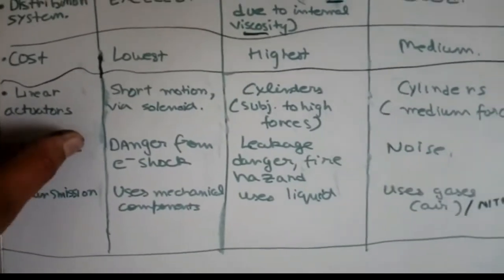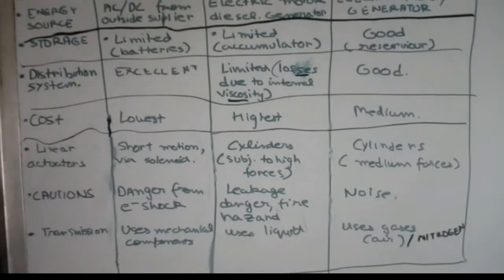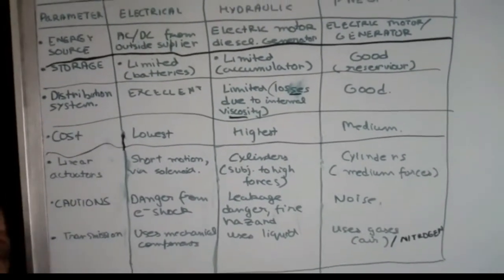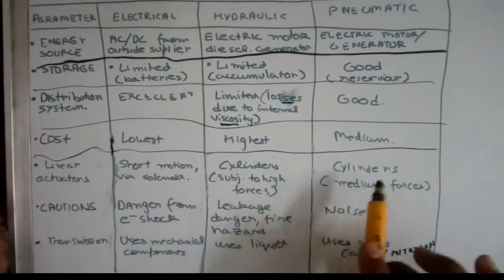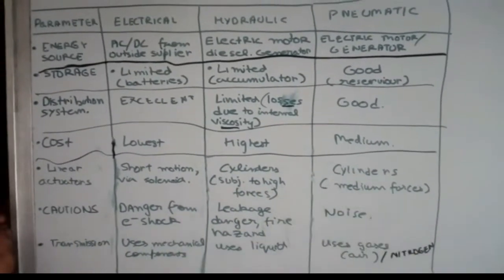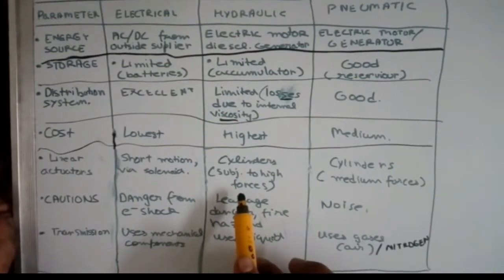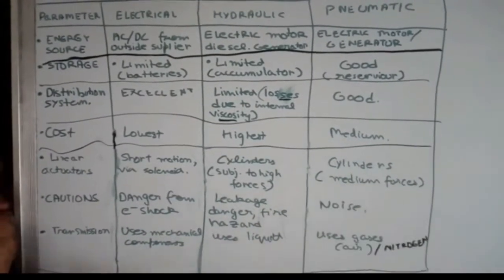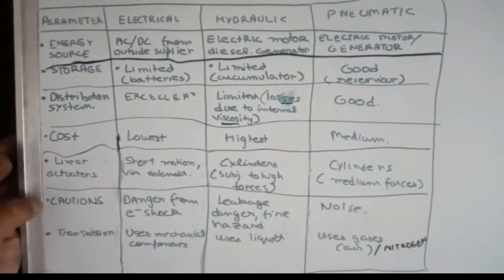So in an electrical system we have solenoids. When we change the polarity of current, the direction of the solenoid changes. The solenoid moves forward and backwards like this. In both hydraulics and pneumatics, cylinders are the actuators, but in hydraulics, cylinders are subjected to high forces. In pneumatics, they are medium forces. All right, so this is another categorization.